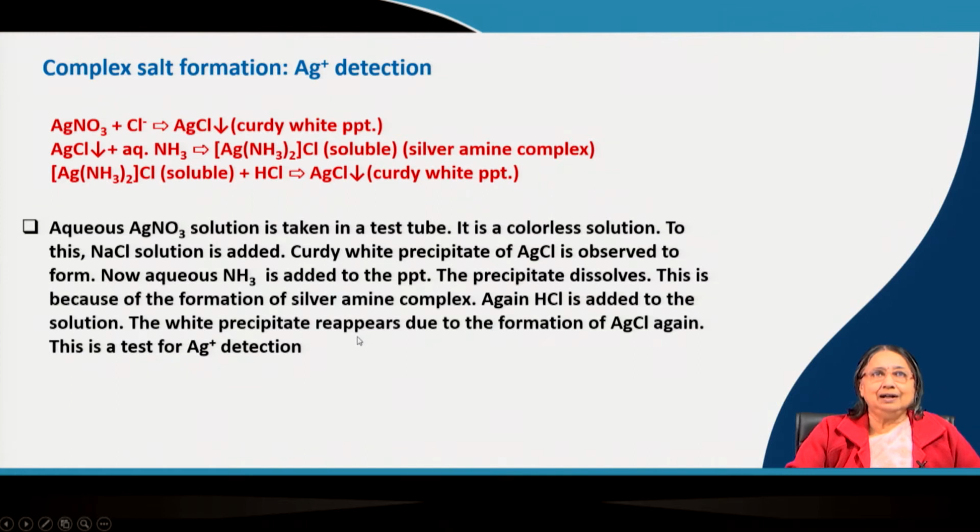So, what you have learnt in the previous lecture, that formation of silver amine complex, then it is breaking to silver chloride again, you can do it easily in the laboratory. Here in the reaction also, silver nitrate with chloride gives silver chloride, a curdy white precipitate. You can see the precipitate, then you add ammonia solution, it will solubilize and form the silver amine complex. After that you add some HCl to it, and then you will get back your silver chloride as a curdy white precipitate. This is a very good demonstration, and indeed it is a method for silver ion detection also.